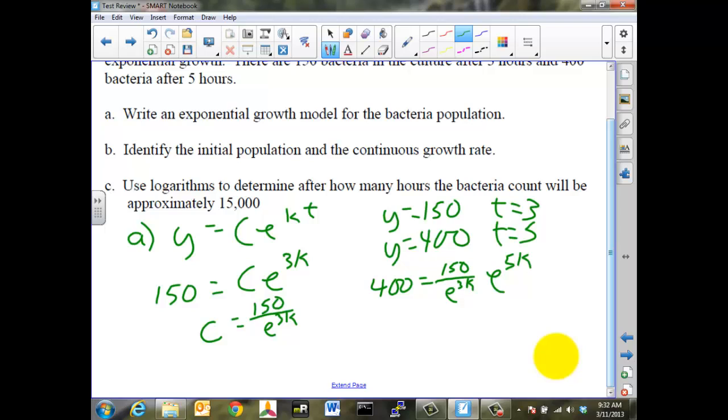I think you always want to solve for C first. So C equals 150 over e to the 3k. Right, and do you agree with me on how I did that? I just plugged in and chugged out. Now I'm just putting that in over here, so I'm going to have 400 equals 150 e to the 2k, because I can subtract 5k minus 3k is 2k. One's in the denominator, so 5k minus 3k.